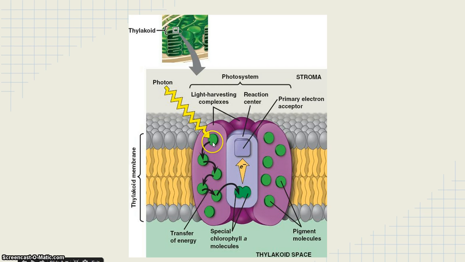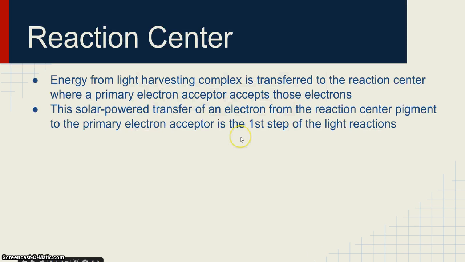So that photon comes in, it comes into this purple part, which we talked about as the light harvesting complex. When it gets to the light purple portion here, we're going to send it up to the primary electron acceptor within the reaction center. So the reaction center is where energy from the light harvesting complex is transferred, and a primary electron acceptor accepts those electrons.